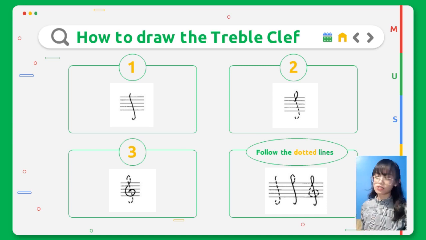So, first, add the line and tail, the top loop, then the bottom loop, and you're done. Again, for the last time. The line and the tail, the top loop, then the bottom loop, and you're done. Okay, later I'll give you an ample time to draw it on your own. So let's proceed to the G clef notes.